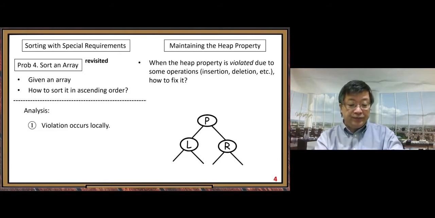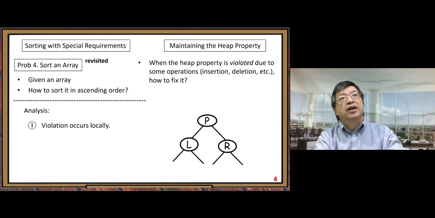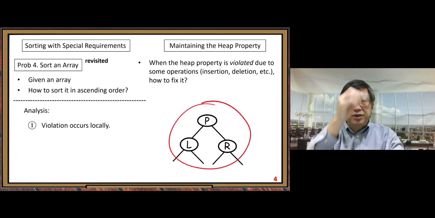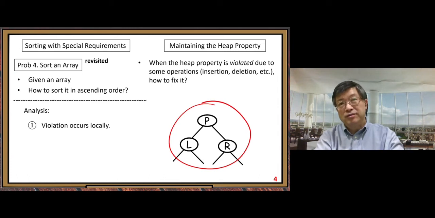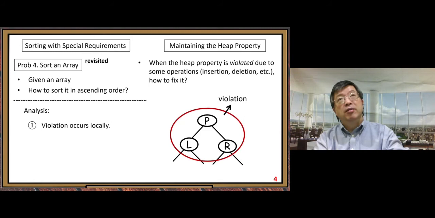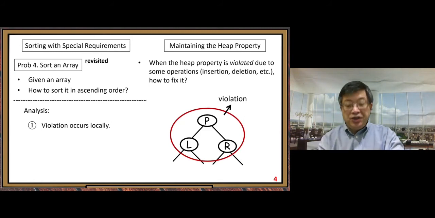Then we consider that violations occur locally. No matter what kind of violation you have in a heap, you can find it in a local place like this. Okay?